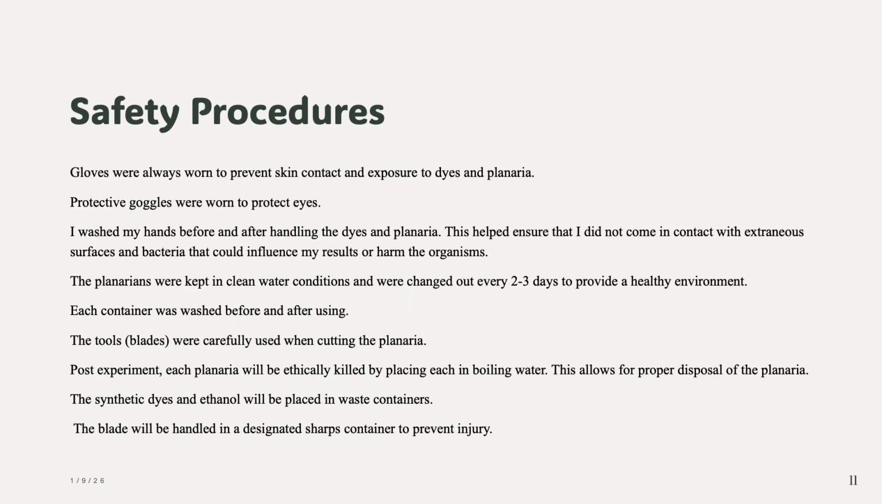Safety procedures involved gloves, goggles, washing my hands, washing each container before and after using, and using ethanol to clean surfaces and tools. The blades were carefully used when cutting the planaria and were handled in a designated sharps container after use to prevent injury. The synthetic dyes and ethanol were placed in waste containers. Each organism was ethically disposed of in boiling water.